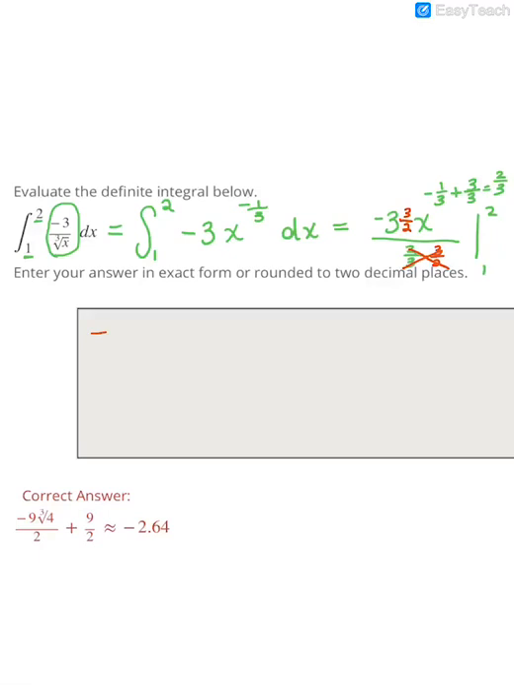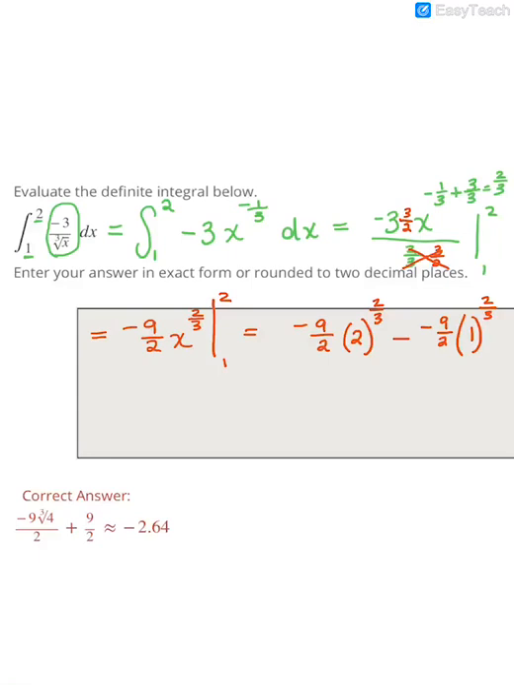In simplest form, negative 3 times 3 over 2 would give me negative 9 over 2. And then we have our x to the 2/3 power. Again, we are evaluating that from 1 to 2. So you actually are going to plug in the top number first. So we'll have our negative 9/2, and we're going to plug in the 2, so that'll be 2 to the 2/3 power. And then we are subtracting negative 9/2 times our x value of 1 to the 2/3 power.